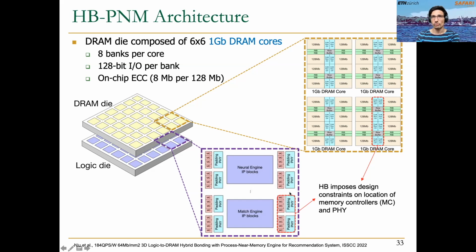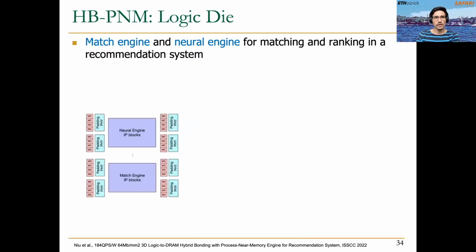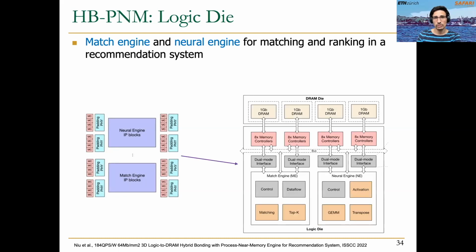So when placing the DRAM layer on the logic layer, obviously this area here should match where this other area here in the DRAM core is, right? And here is where we have the row buffer and also where we have the control for accessing rows and columns in the DRAM banks. Now in the logic die, what we can see is the match engine and the neural engine for matching and ranking in the recommendation system.